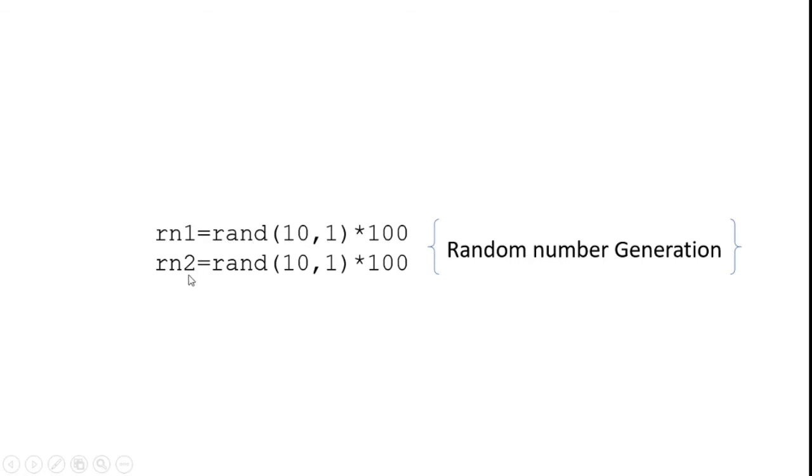Similarly for random number 2, rand is the command for random number generation, with 10 comma 1 into 100. From this I can generate the random numbers with the aid of Matlab software.